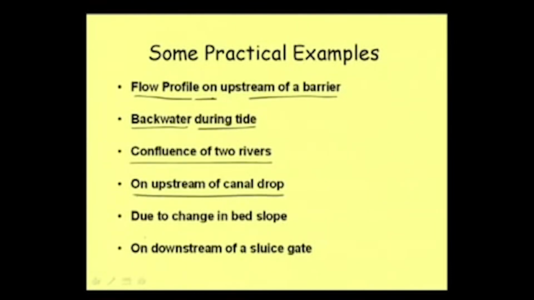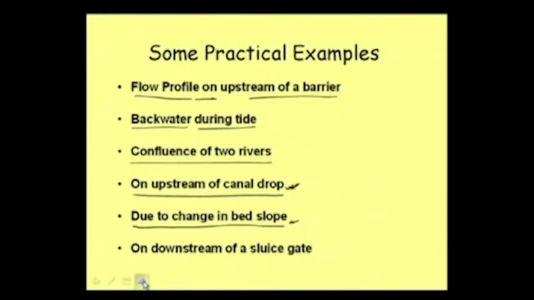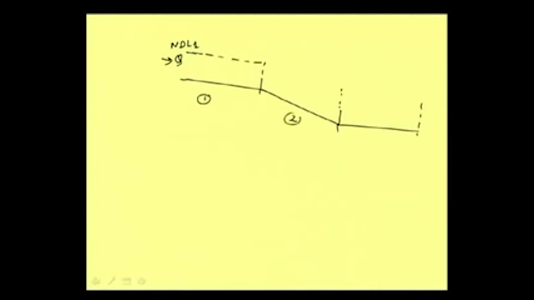Then let us see some other example due to change in bed slope. This is somewhat similar to the canal drop, but here actually the canal drop is not there, but there can be some change in the bed slope. Say the bed slope is changing this way. Now, from our understanding of uniform flow, suppose a discharge Q is coming here, then for this slope suppose our uniform flow level is this much, NDL 1, in section 1, section 2, section 3.